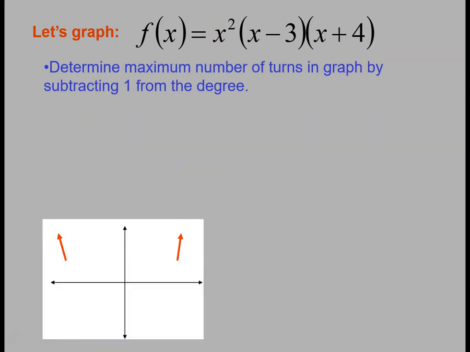Next, we're going to determine how many turning points or vertices there could be, the maximum number. The degree is 4, so the maximum number of turns is 3. So that means as I'm figuring out other things in the graph, if I end up with a graph that has more than 3 turns in it, I've done something wrong.